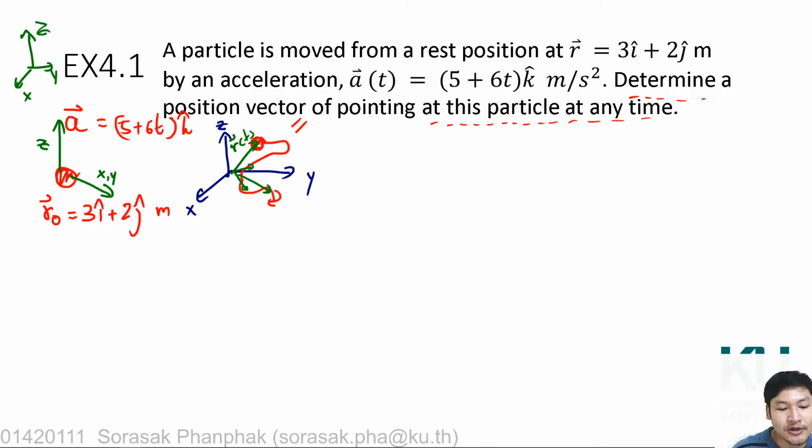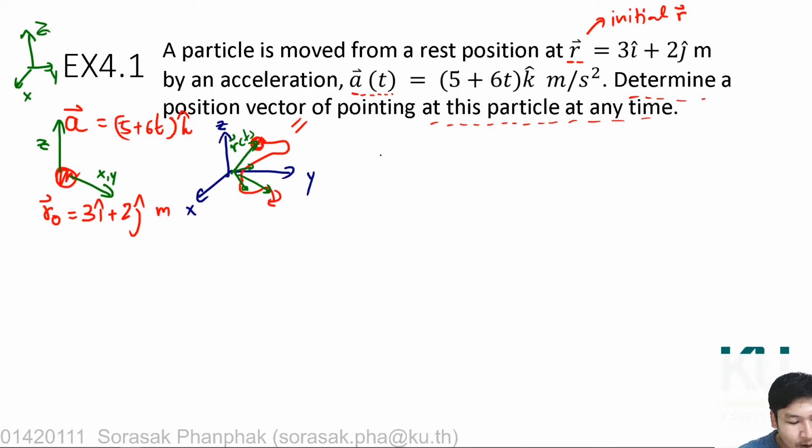So how to do this? Let's start from the definition that we have learned about the instantaneous, because we see this, okay, instantaneous A, and this is maybe the initial position vector.